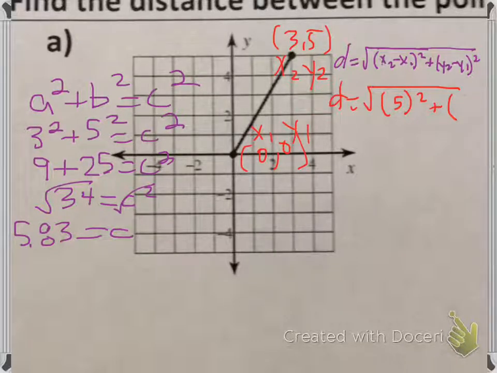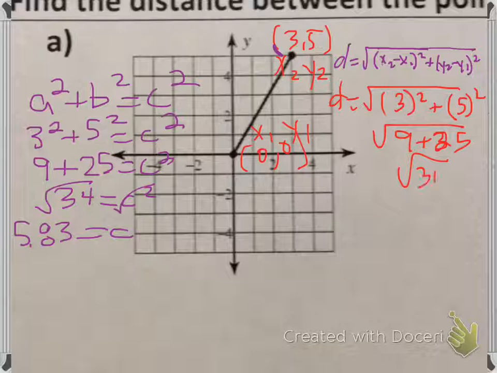I just did my y's there and I should have done my x's. Okay, backtrack. My x's. My 3 has to go first there. So 3 minus 0 is 3. So it'll be 3 squared. And then 5 minus 0 is 5 squared. So this is actually 9 plus 25, which is 34 again. And then my distance is equal to 5.83, just like it was before.